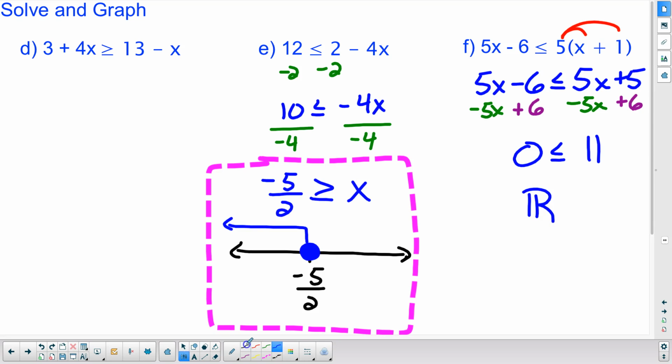Okay? Now, the number line for that, we've got two numbers to deal with here. The number line is going to actually be just all the way across. It's just going to be a stripe.